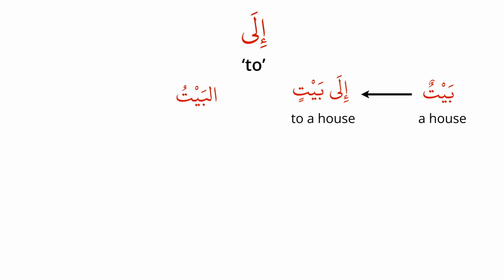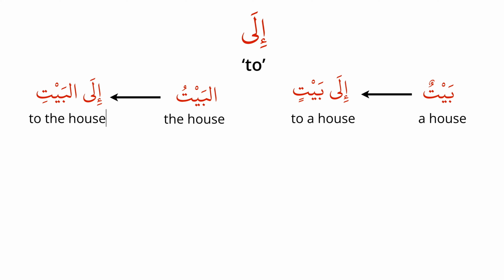Number 2 is ila, meaning to. For example, baytun, meaning a house. Ila baytin means to a house. Al-baytu, the house. Ila al-bayti, to the house.